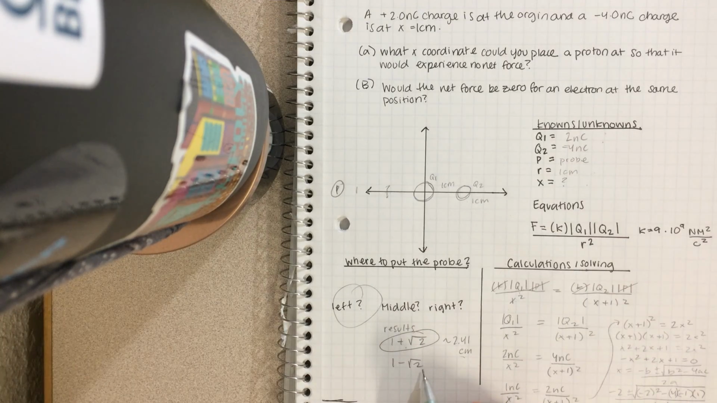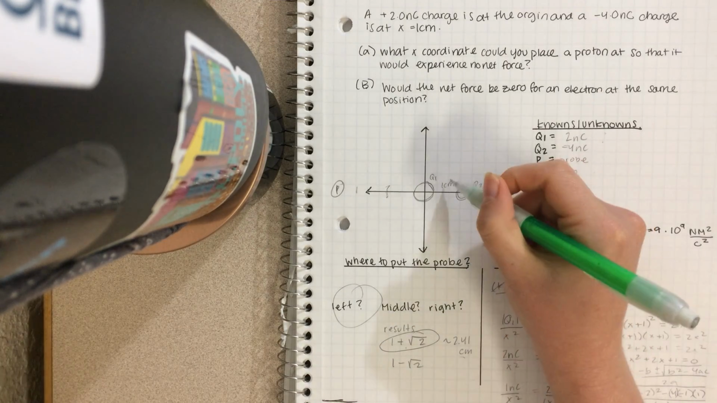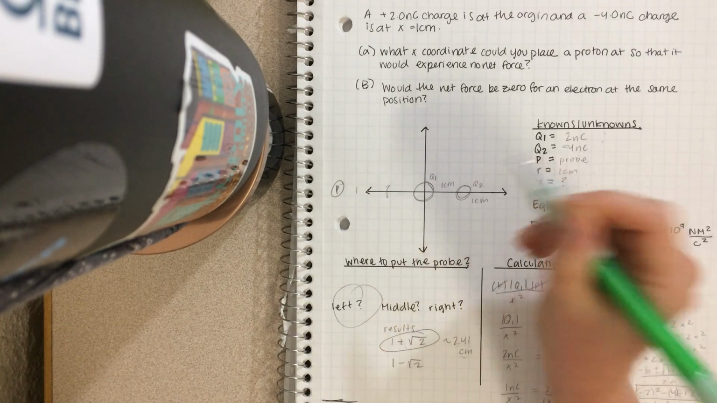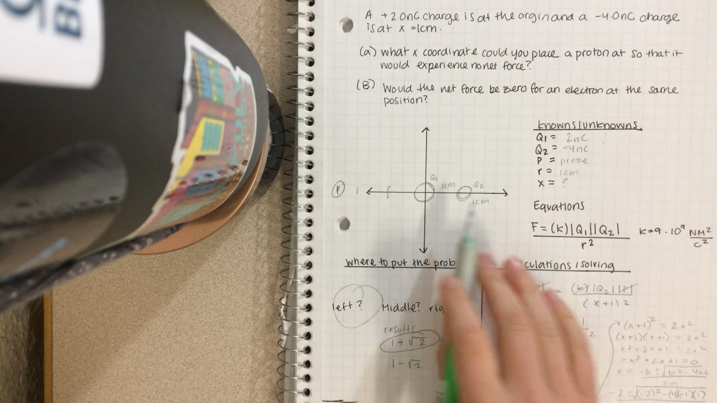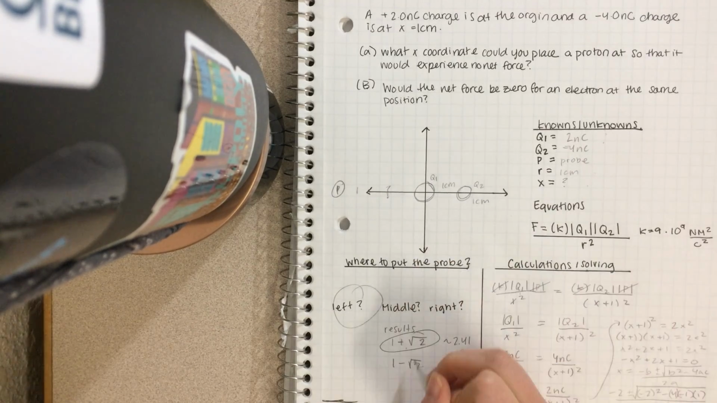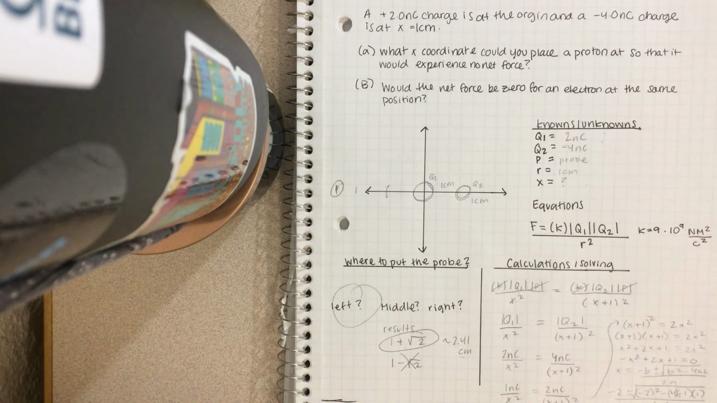The other gives you a negative value, which places you in between the charges, which, because we said that Q2 overwhelms Q1 in this middle space, you can't really have it there. So that's a no-go. So that's part one of this problem.